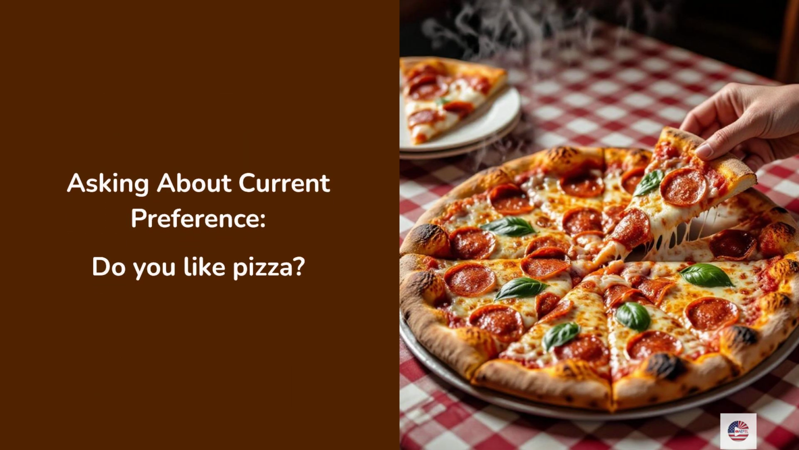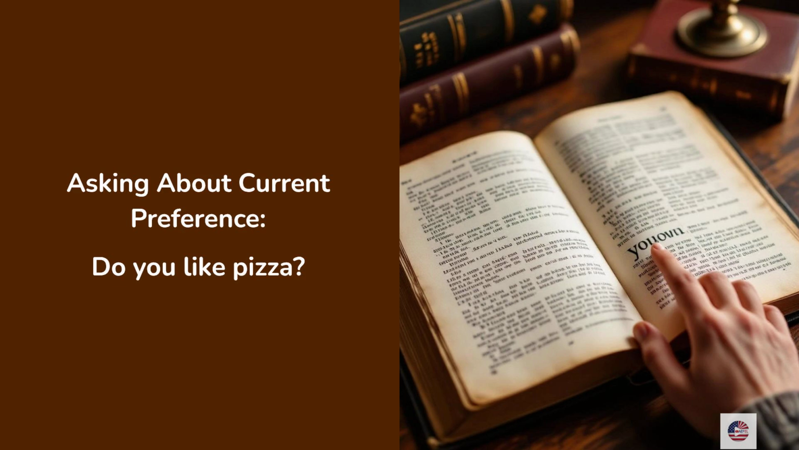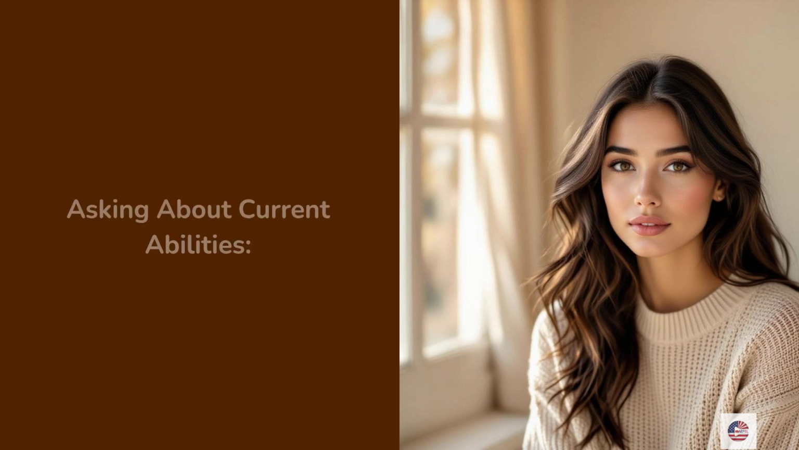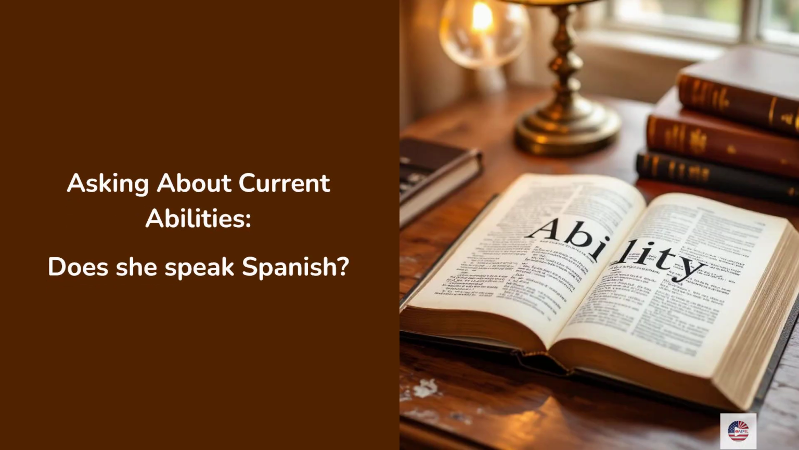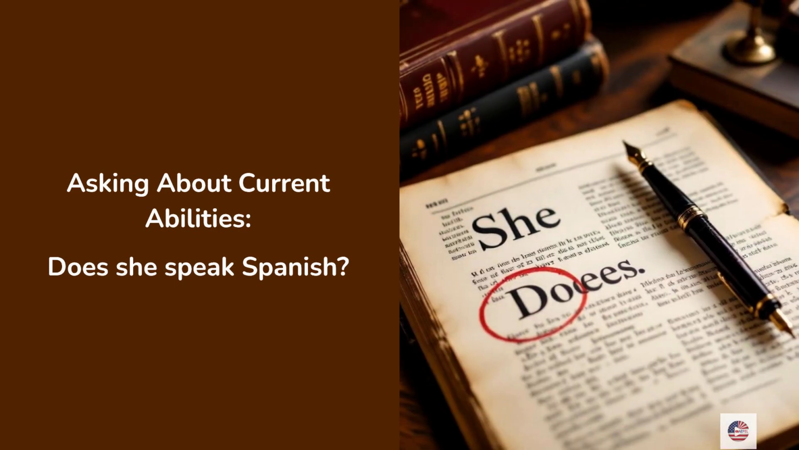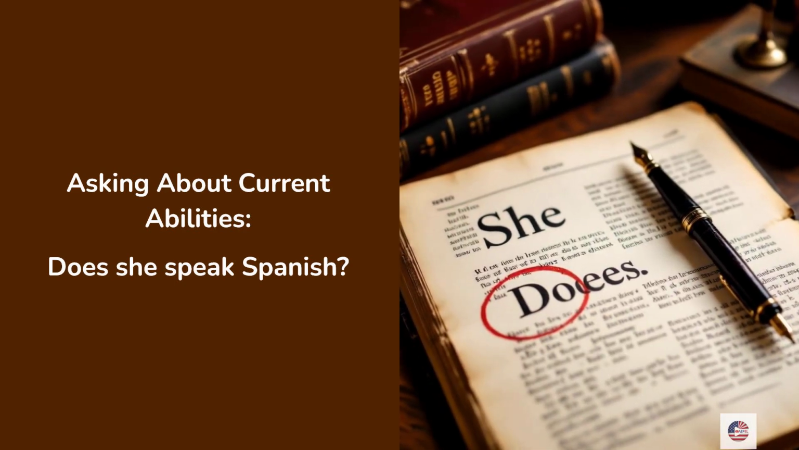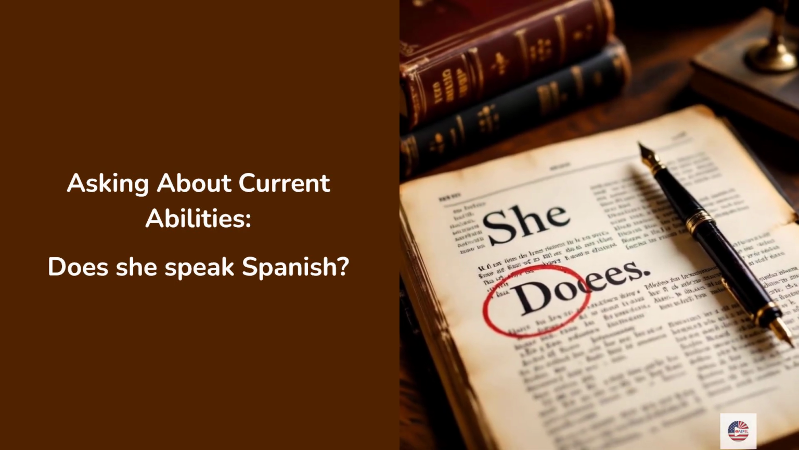Let's look at an example. If you want to ask about someone's current preference, you might say, "Do you like pizza?" Here, you is the subject, so do is the correct choice. Another example, "Does she speak Spanish?" This question asks about a current ability. Since she is a third-person singular subject, we use does.